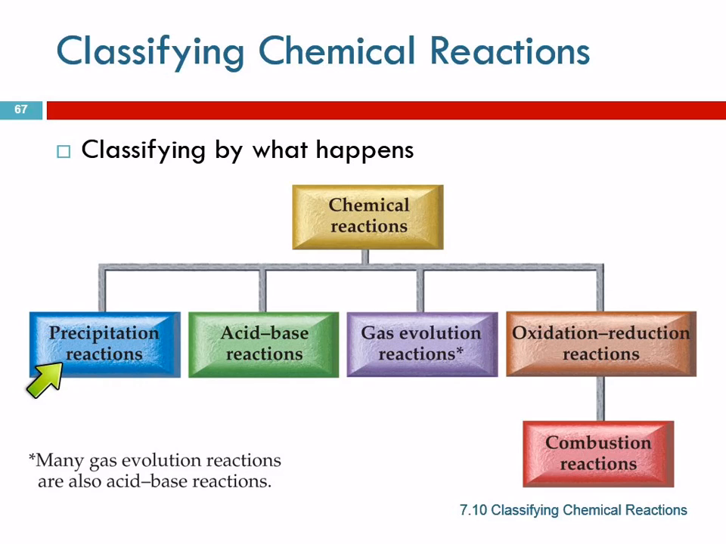That's what happens. In an acid-base reaction, an acid and a base neutralize each other. It's a neutralization reaction. In a gas evolution reaction, a gas is given off. That's what happens. Oxidation reduction reactions are a little harder to directly observe, but combustion reactions are easy to spot. Combustion reactions are a subcategory of oxidation reduction reactions.